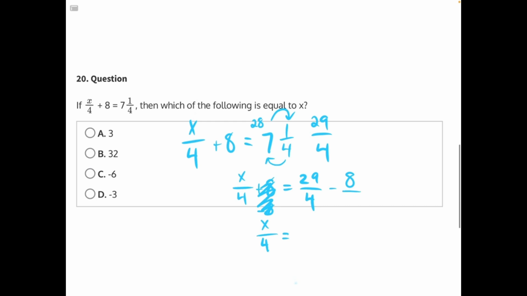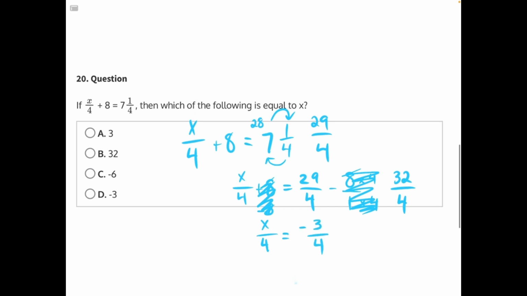In this case, since we're subtracting a whole number, this is the same as 8 over 1, so we can just multiply by the denominator of the first fraction in order to find a common denominator. So we need to multiply the denominator and the numerator by 4, and that will give us 32 over 4. We'll replace this fraction. So we're doing 29 minus 32. We're subtracting a bigger number from a smaller number, so we're going to end up with a negative number. We're going to end up with negative 3 over 4.